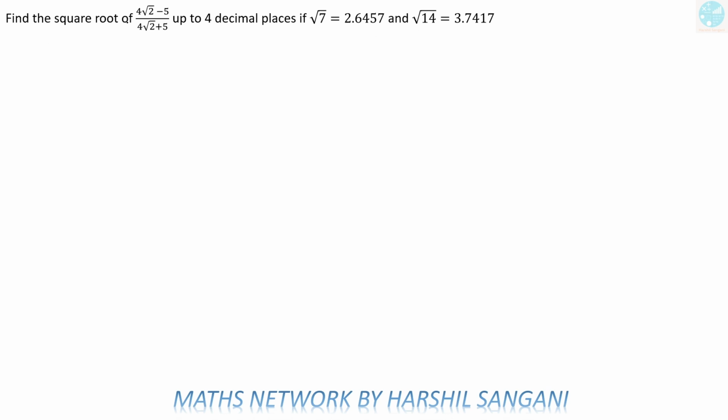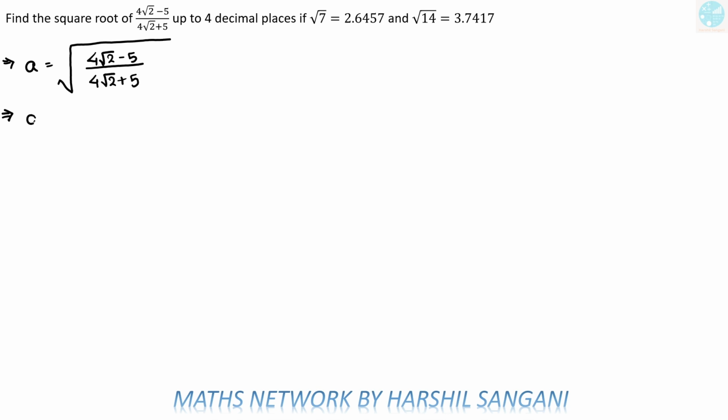So first, the expression whose value we have to find is the whole root of (4 root 2 minus 5) upon (4 root 2 plus 5). Let's say that expression equals A. So we can write A equal to the whole root of (4 root 2 minus 5) upon (4 root 2 plus 5). Now to simplify this, I'll multiply both the numerator and the denominator with 4 root 2 minus 5.